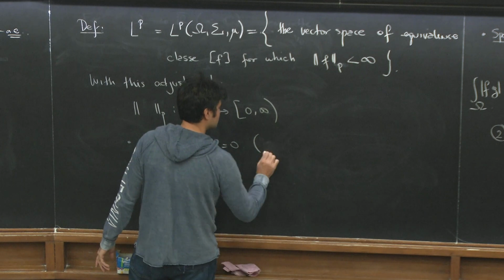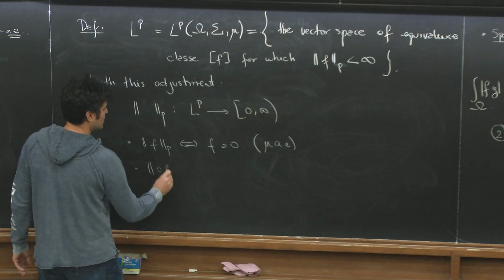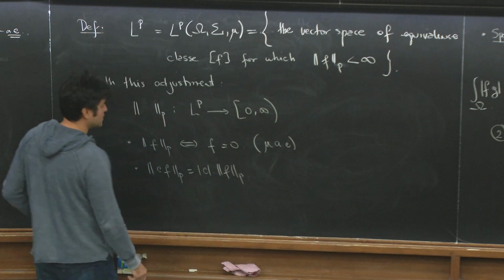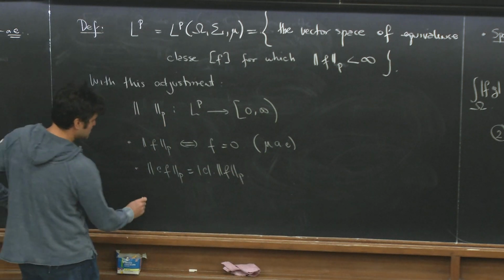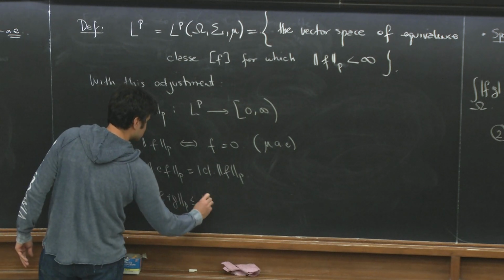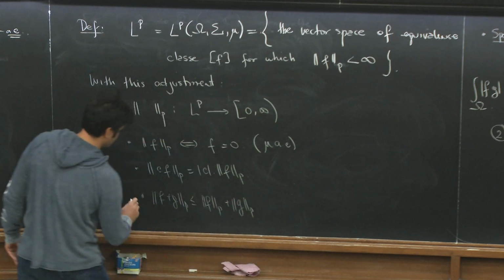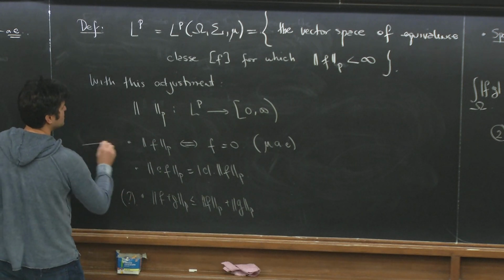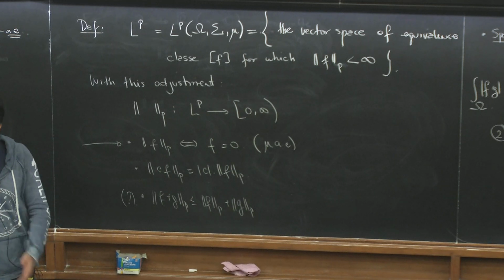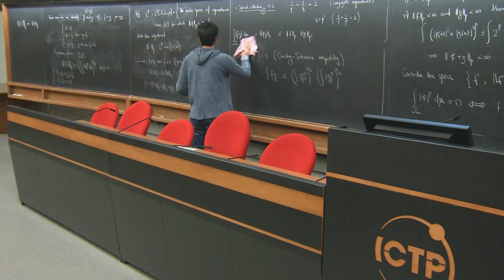Remember, almost everywhere. Second, I can multiply by a scalar, and the scalar goes out. So this is almost a norm. We just have to prove the so-called triangle inequality. We haven't proved this yet, but we made the adjustment so that the first property of a norm, that the only element that has norm 0 is the 0 element, is now a well-defined thing.